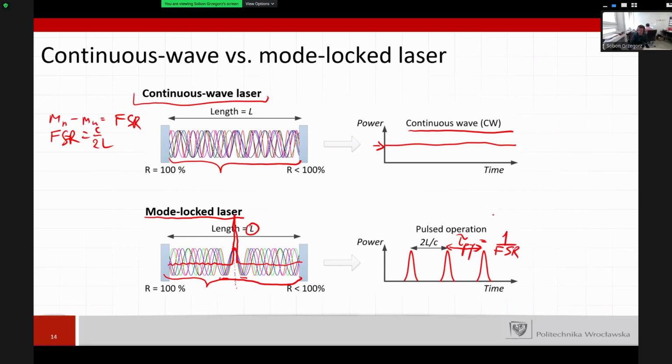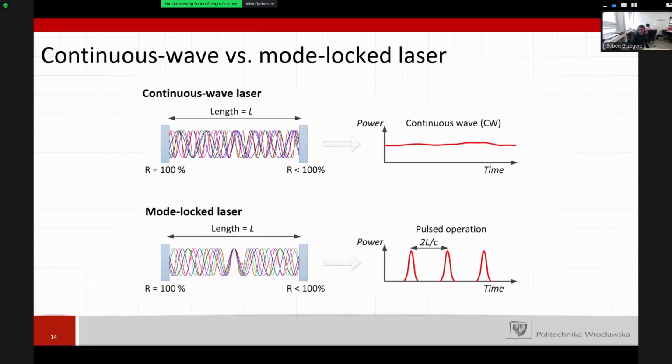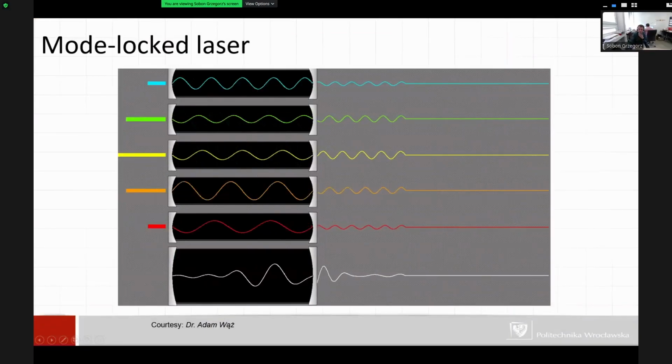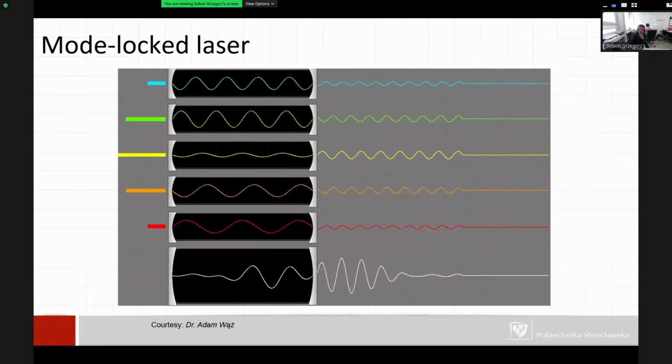So this is the inverse of the mode spacing, and we call this value the pulse repetition rate. Okay, so this is the repetition rate. It corresponds to the round trip time of the pulse inside the resonator. You can see it also on this animation. I hope it works fine and you see it through Zoom.